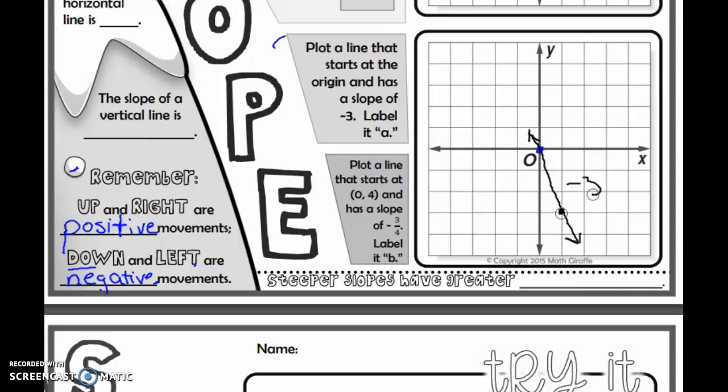Now it says plot a line that starts at 0, 4. So we're here at 4. 1, 2, 3, 4. Yep, right there. And has a slope of -3/4. So that means down 3, 1, 2, 3, to the right 4, 1, 2, 3, 4. So these are the 2 points I've just plotted. They're both negative, so this again is going down to the right. It's a negative slope.